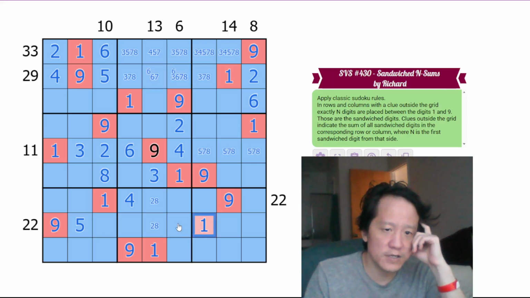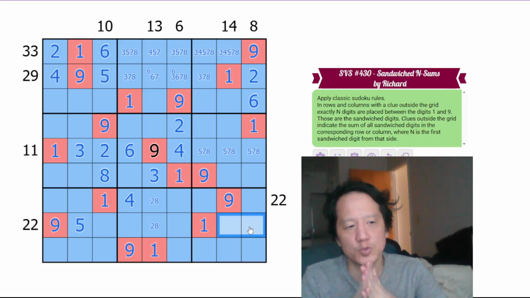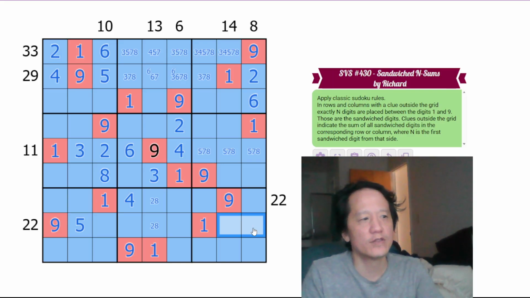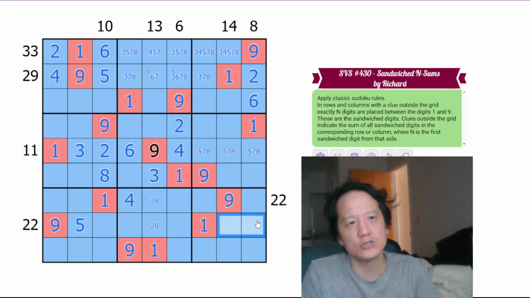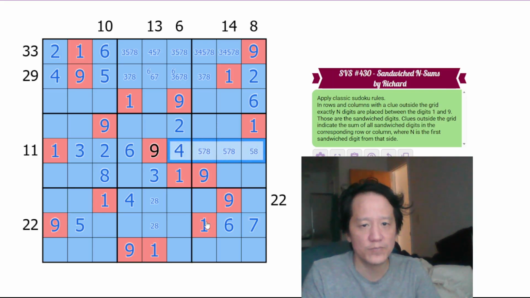Since these 5 add up to 22, the remaining 2 digits outside the sandwich must be 35 minus 22, which has to be 13. And the only 2 digits that, well, it could be 5, 8, or 6, 7, adding up to 13. So this can't be 6 here, so this must be 7 or 6 here. Actually, this 5 forces this not to be a 5, 8 pair. So this must be 6 and 7 here. Therefore, this can't be 7 here.